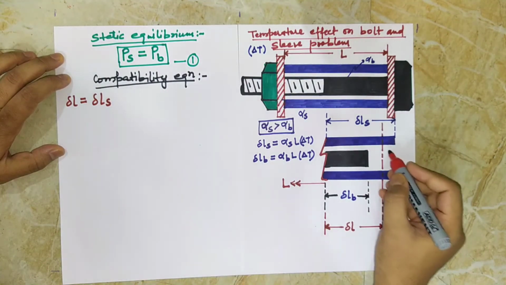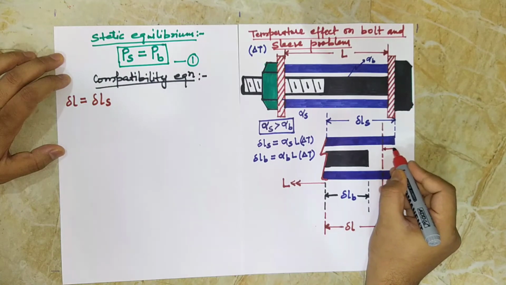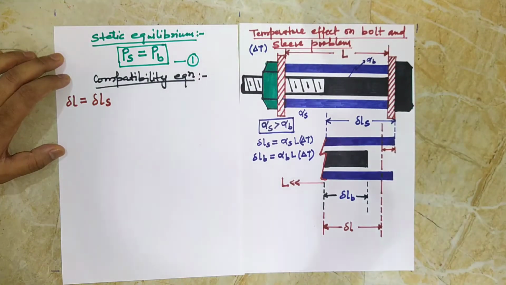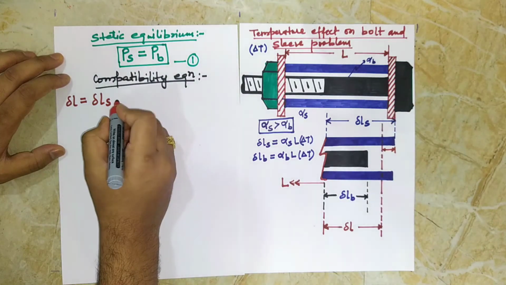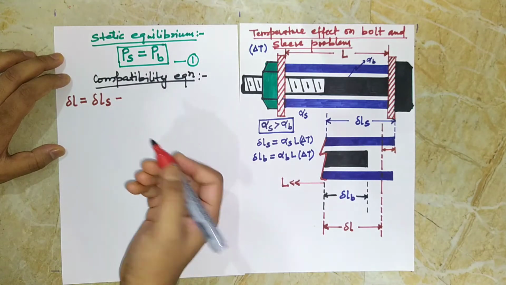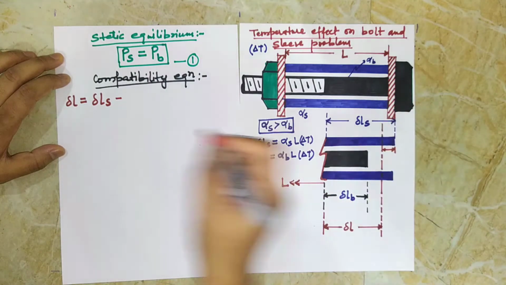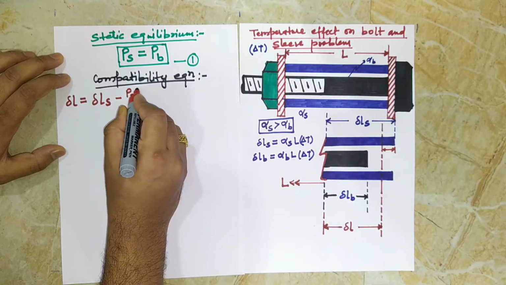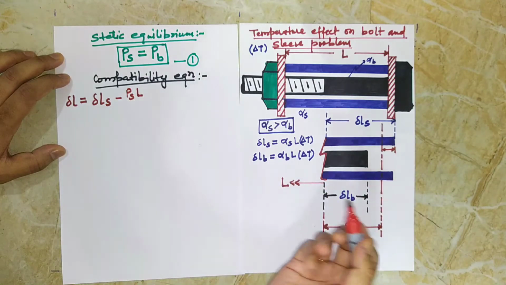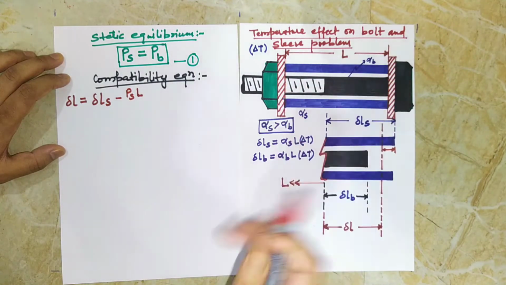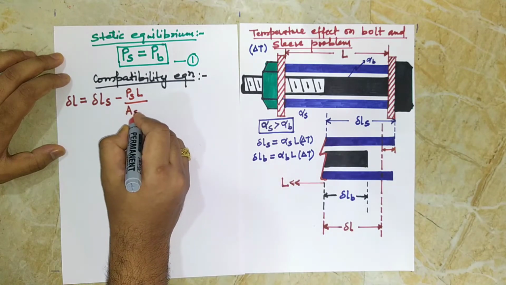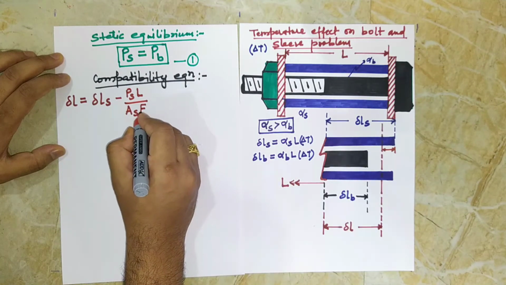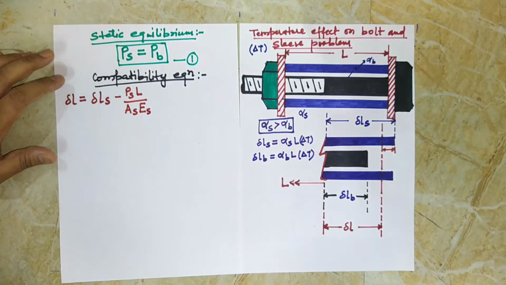This is del Ls minus this. Minus this. What is this? This is the change in length due to the load applied by this stopper. So change in length will be PL upon AE, that is, load applied on the sleeve PS, length of the sleeve, that is L only, because we have taken initial length L, same for both, area of cross section of the sleeve, and Young's modulus of elasticity of the sleeve.